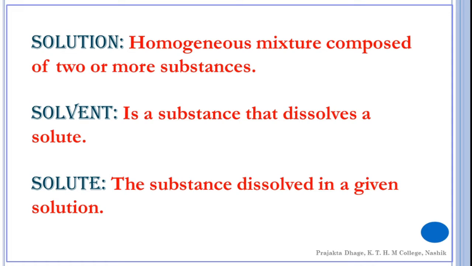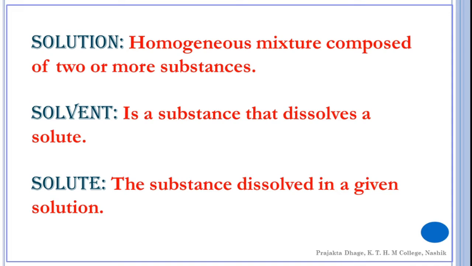Solution. A solution is a mixture of two or more substances. Then you have a solvent. It is a substance that is going to dissolve a solute, and in the end there is a solute, the substance which is going to get dissolved in a given solvent to form a solution. Now these are the typical definitions. We'll understand the concept of solution, solvent and solute by means of an example.